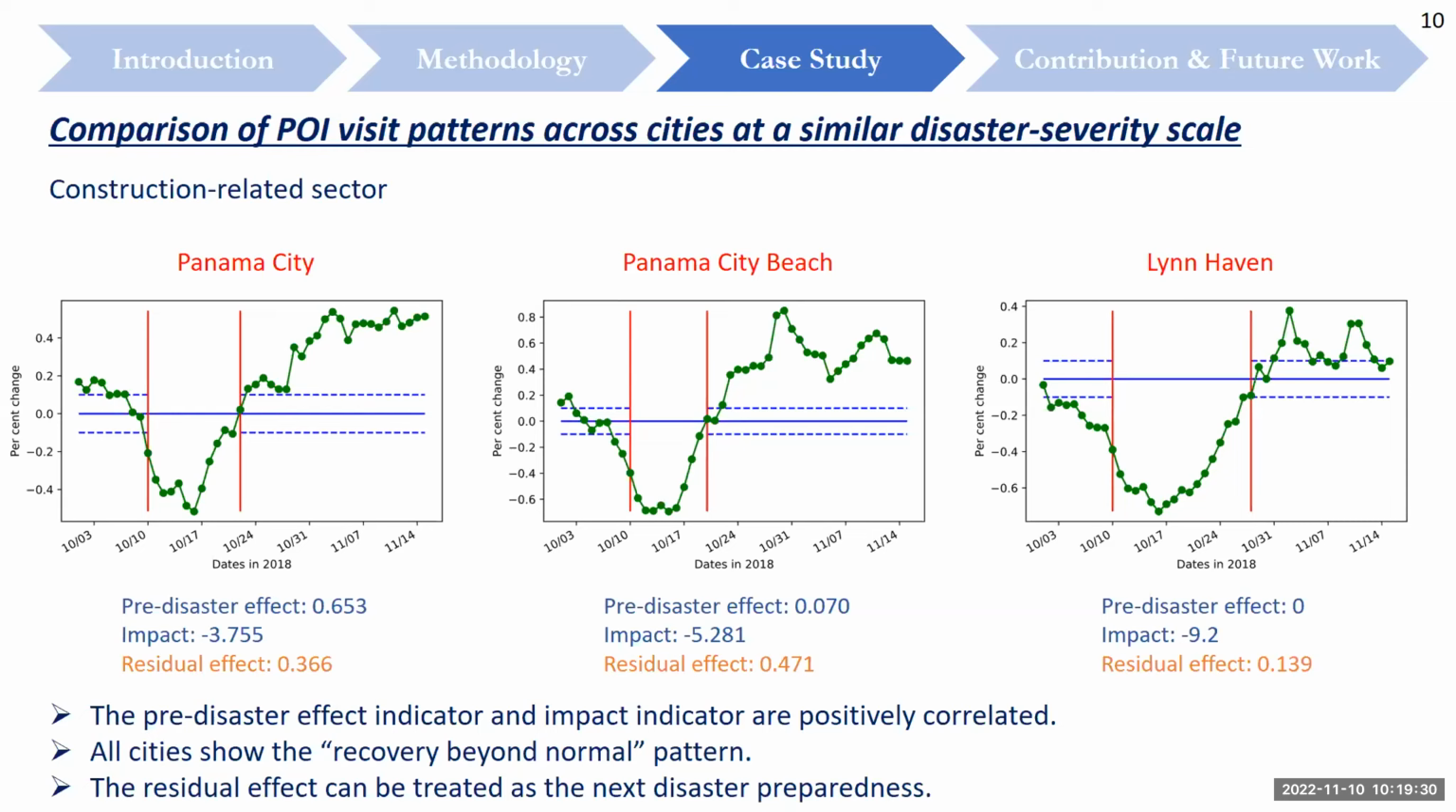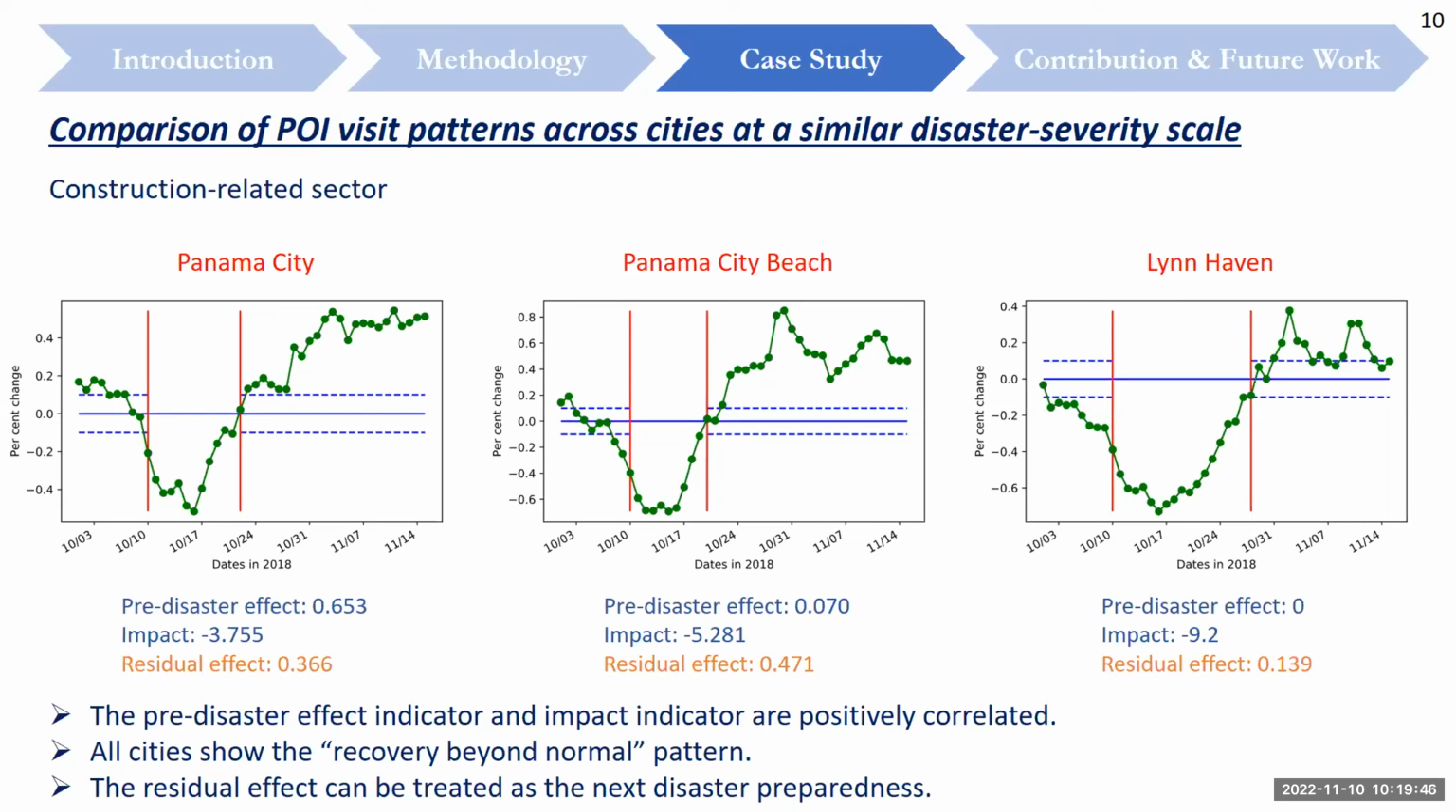And we compare the 3 more heavily affected cities. We see that the pre-disaster effect indicator and the impact indicator are positively correlated, which means if you have more preparation, then you will have less impact. So this is an interesting finding.